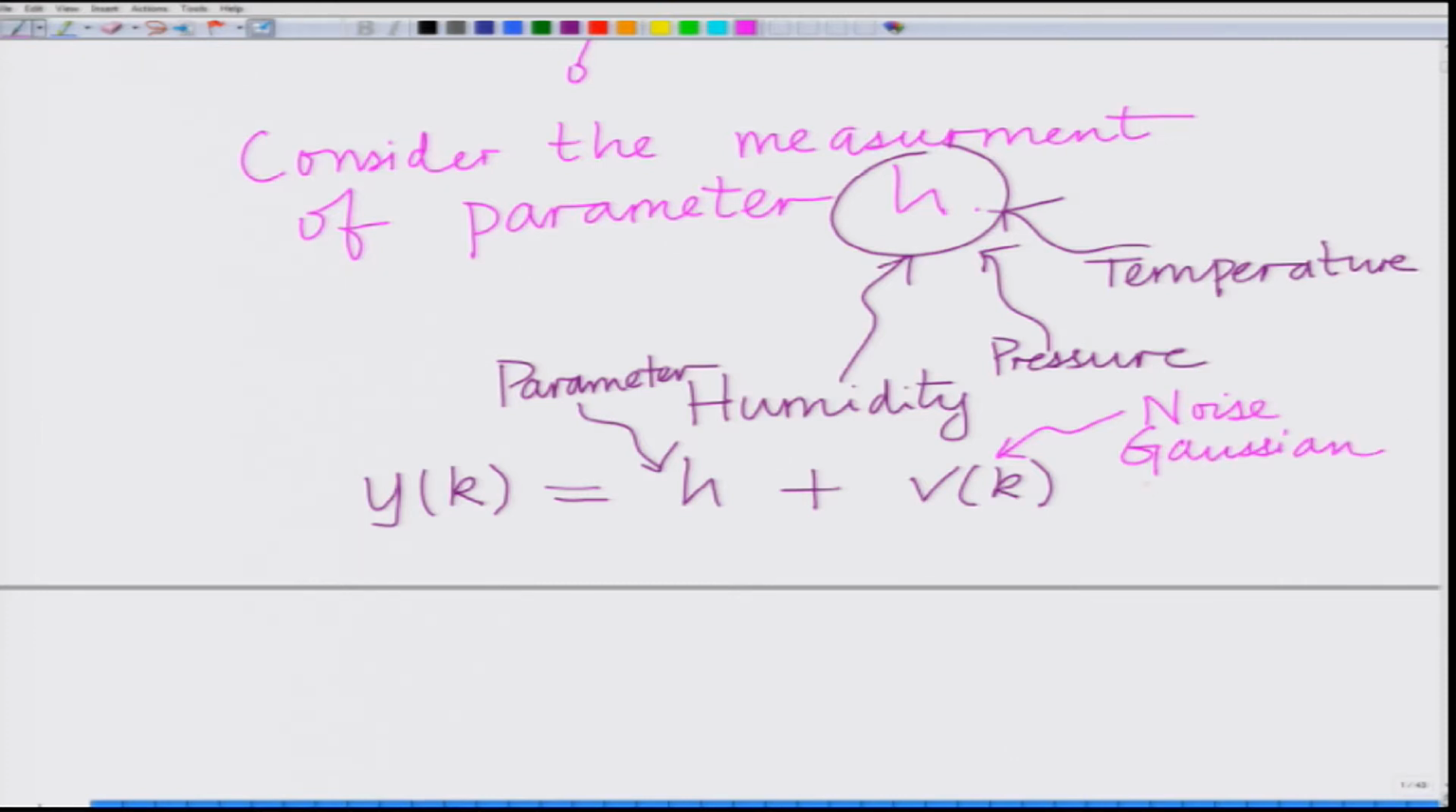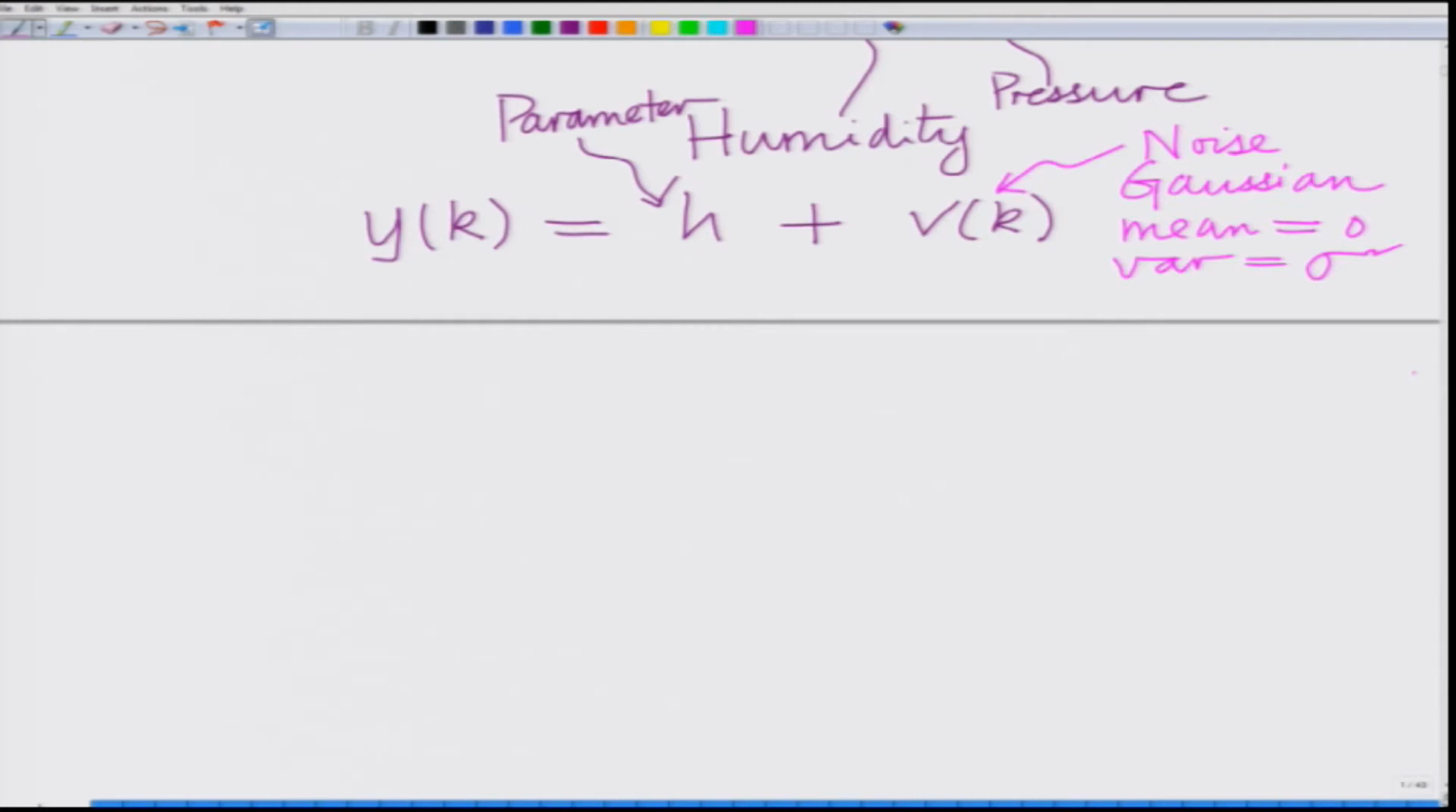We are going to assume the noise is Gaussian with mean 0 and variance sigma squared. Mean 0 means the expected value of v_k equals 0. Variance sigma squared means the expected value of v_k squared equals sigma squared, since we are considering real noise. If it is complex, then we write the expected value of the magnitude of v_k squared, which equals sigma squared.